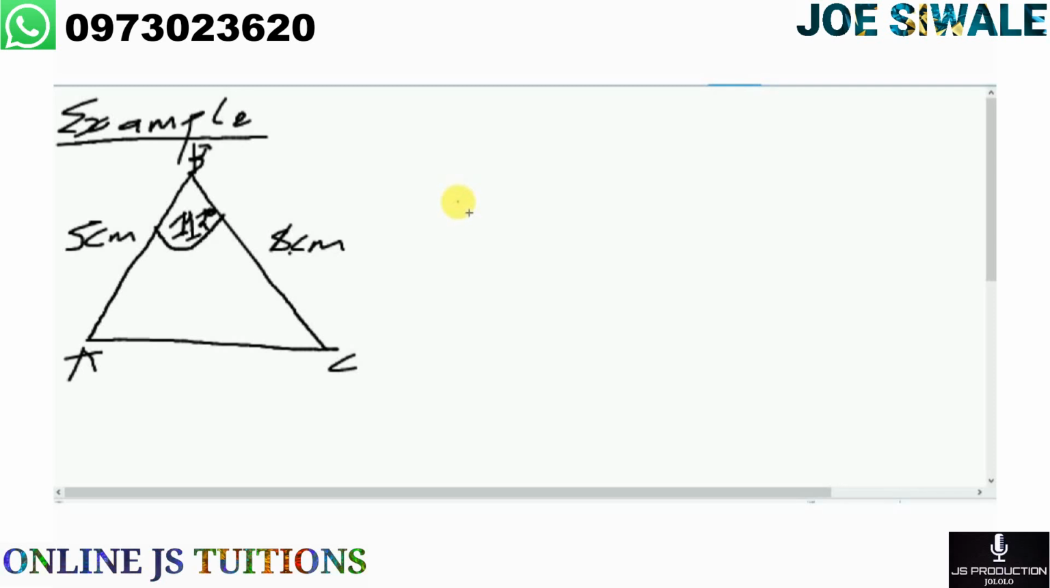So under the cosine rule, we are going to proceed and look at an example. We said that you can use the cosine rule when you have been given two sides and an angle, or when you have been given three sides. In this case, for this triangle ABC, we have been given two sides and an angle. So length AB is 5 centimeters, length BC is 8 centimeters, and angle ABC is 112 degrees.